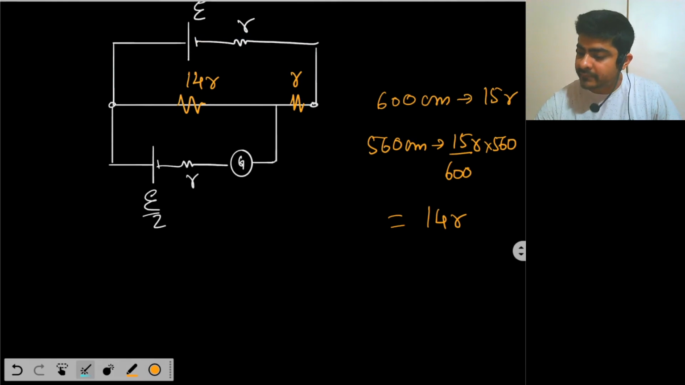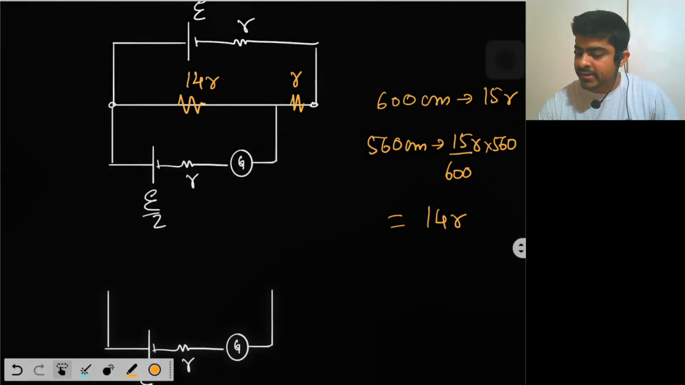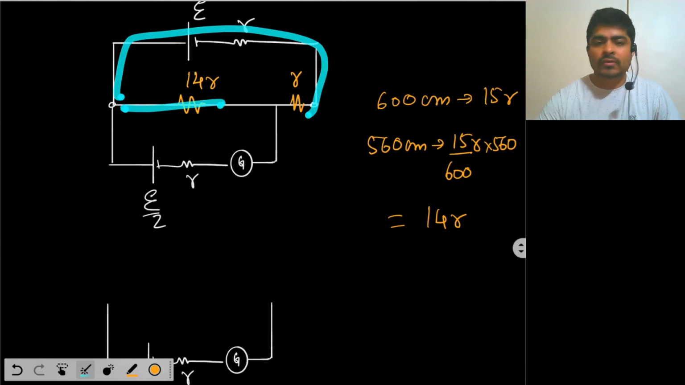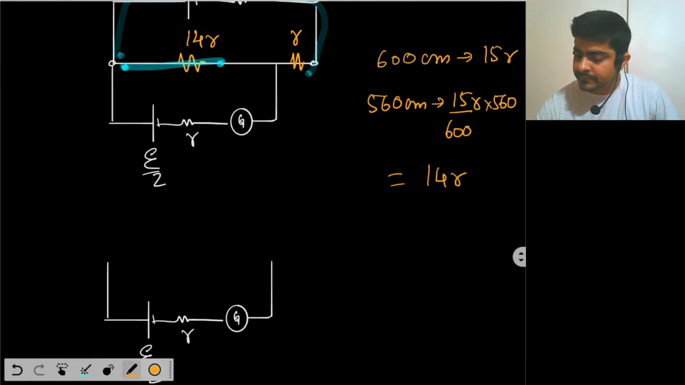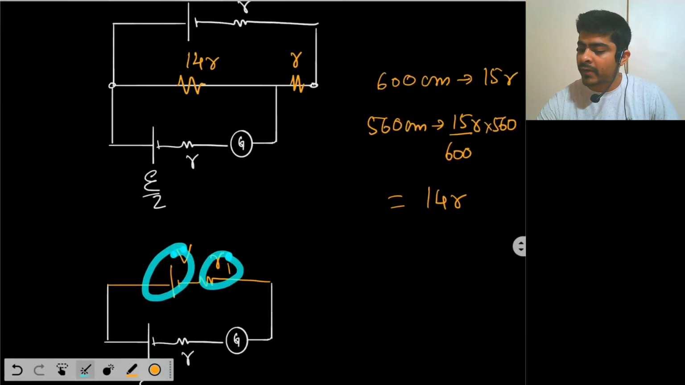So I combine them together to form a single battery. How will I do that? I am not changing this part of the circuit. I am just combining these two branches to form a single battery of EMF V and resistance R1. How do I now find R1?